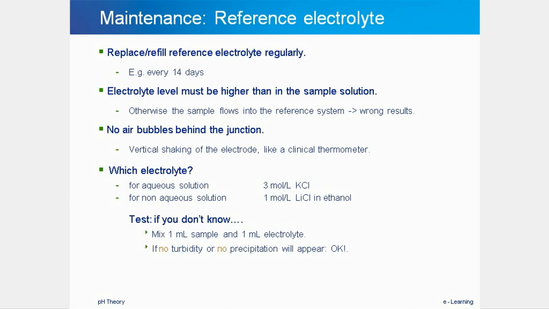What one also has to be careful about is that there are no air bubbles in the electrolyte near the junction, as this would also restrict the electrolyte flow. Just shake the electrode like a fever thermometer to get rid of these bubbles.